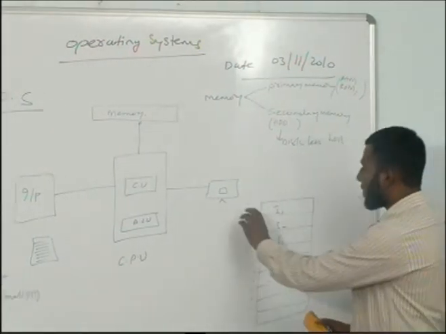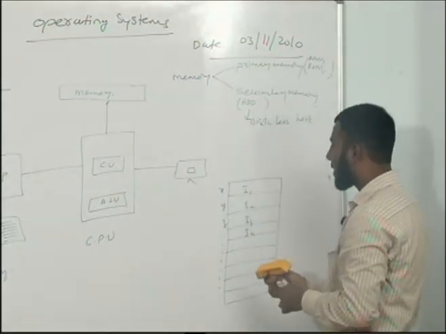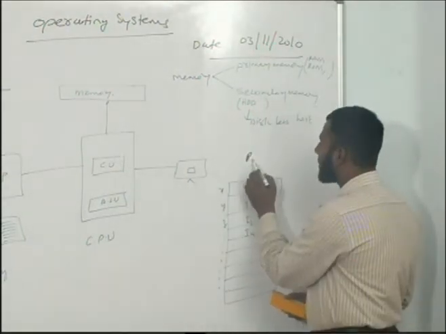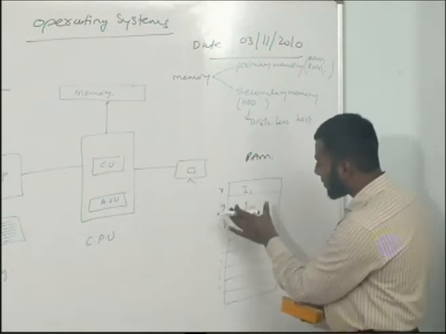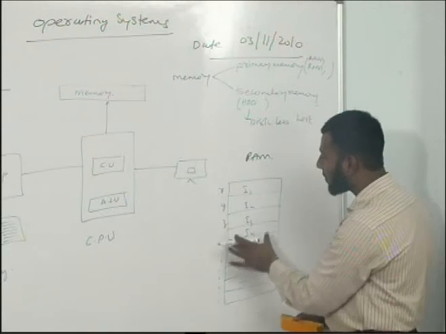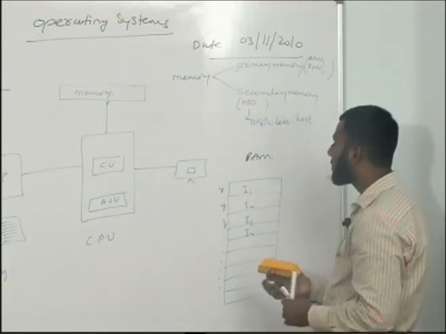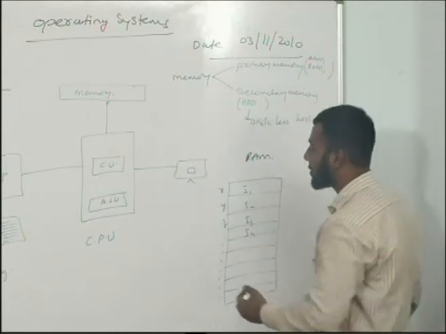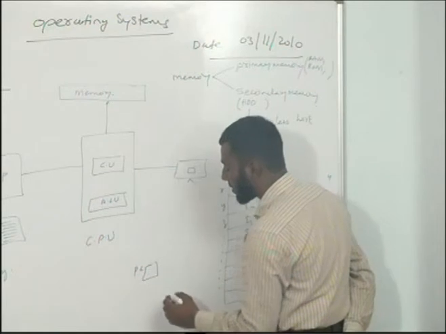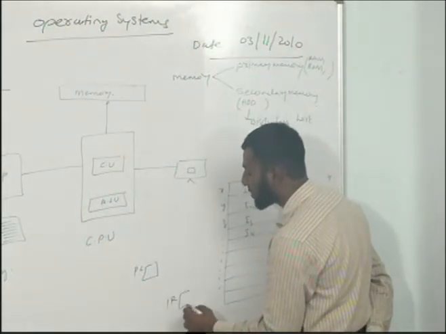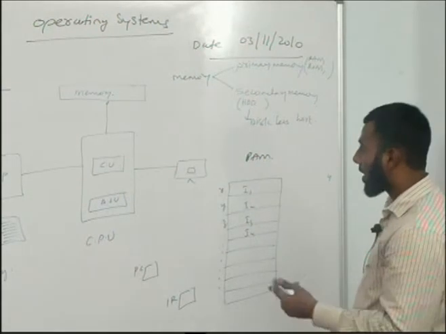Now when I am talking about this RAM, read-only memory, this RAM has a sequence of words. Each and every word has a specific address, and these instructions are loaded into this memory. And I have registers, like the program counter and the instruction register. These are the two registers which help us in executing the program sequentially.